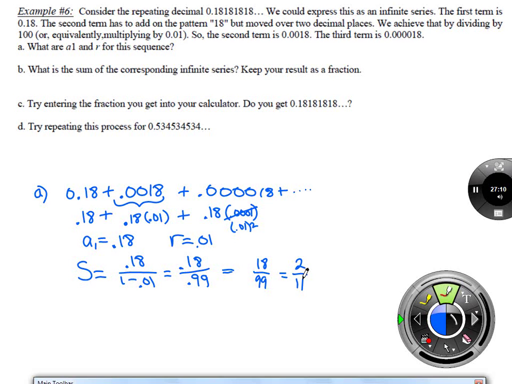Take out your calculator, put in 2 divided by 11. Tell me if we get 0.18 repeating. Yeah? Oh, yeah, mind blown. Okay? Crazy. This math stuff actually does some stuff with all these relationships. Who would have thought?